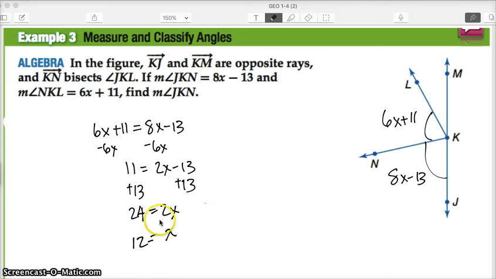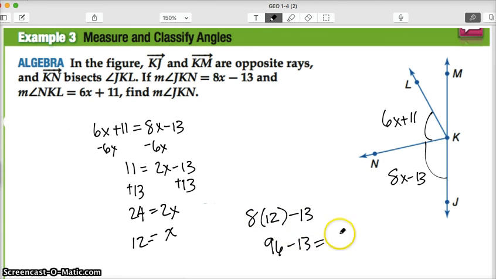But that's not what we were solving for. We want to find the measure of JKN, which means we need to take this x value and plug it back in to evaluate. Substituting the 12 right there, I get 8 times 12 minus 13, which is 96 minus 13, which is 83.